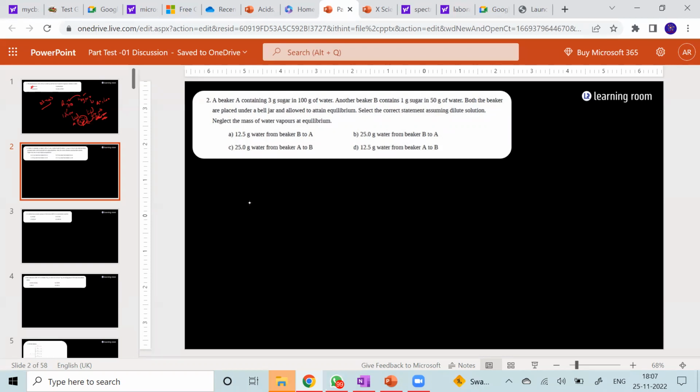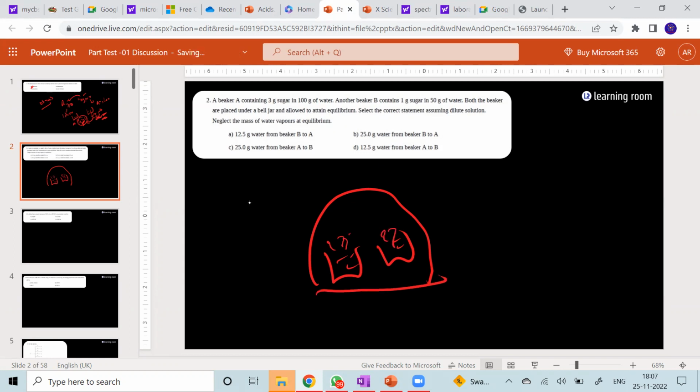So what we are trying to say is that we have a big jar and two solutions inside, one is this and one is this. Now obviously I'm going to have some vapor pressure. It is closed, so the gas will move from this side to that side or the other way, depending on which side has lesser vapor pressure of H2O. Now, 3 grams of sugar in 100 grams of water gives 3 divided by 100, and here it is 1 divided by 50.